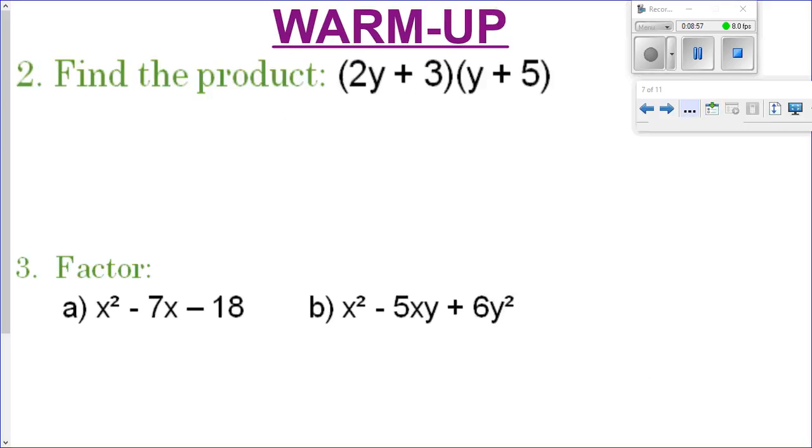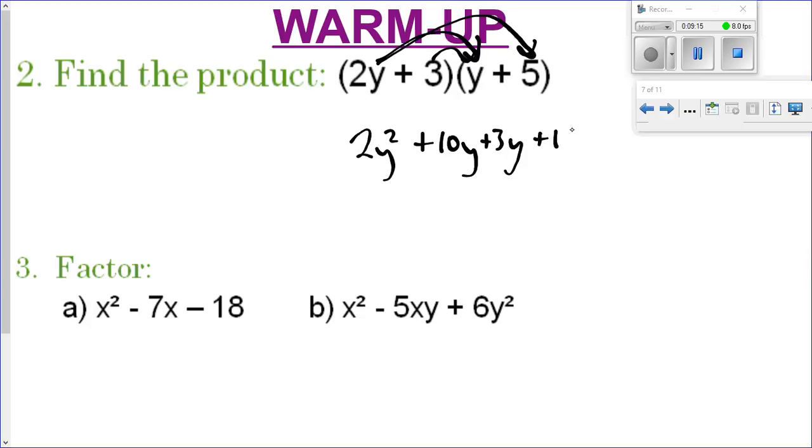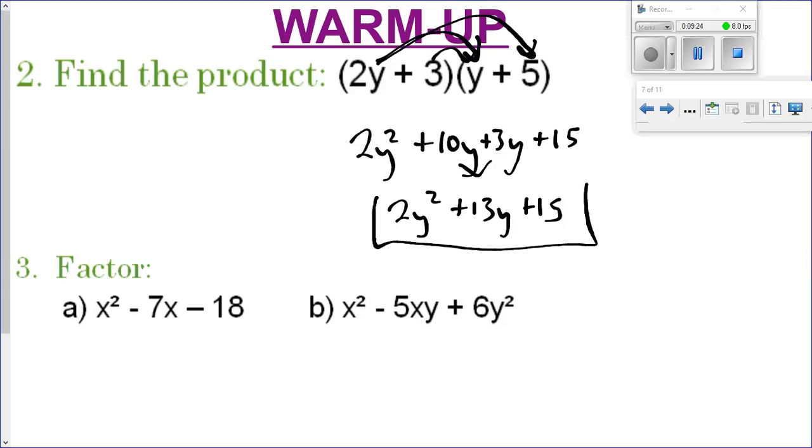If I keep going, here I need to use the FOIL method. So I'm going to do 2y squared, and then that's going to be 10y. And then I'll do here another 3y, and then plus 15. So I put these together, I get 2y squared plus 13y. Hopefully this is getting a lot easier for you, okay? This should start becoming, if not automatic, then you should be getting a lot more comfortable with this.